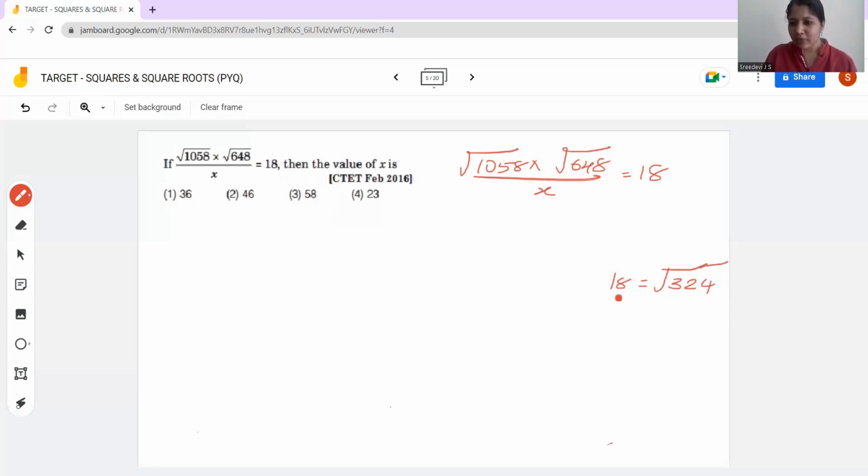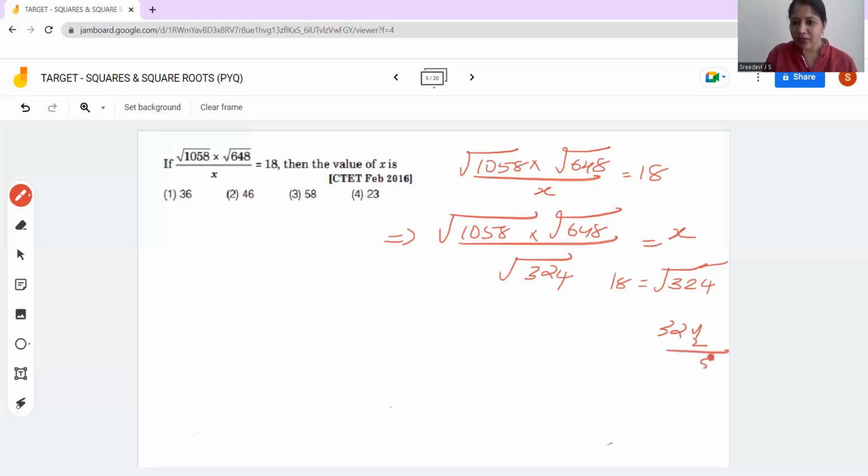Yes, so the square root of 324 is 18. So now I'm going to interchange this x and 18, and I'm going to replace 18 with the square root of 324. Okay, so here we'll get square root of 1058 into square root of 648 divided by square root of 324 will give you the value of x. And here you can understand, this 324, when you multiply by 2, you are getting 648, right? So the square root is one time this, and this is square root under 2 times, right? So we'll be getting the remaining as square root of 1058 multiplied by square root of 2.